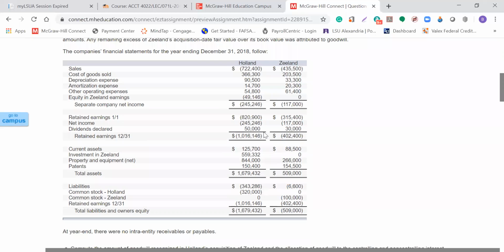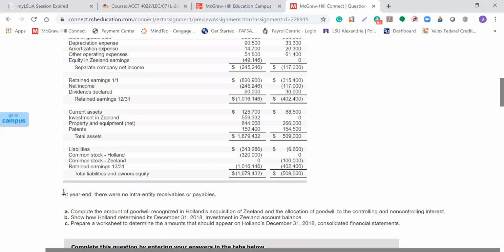And here we have the financials that go along with that. Again, at year end, there were no payables or receivables.